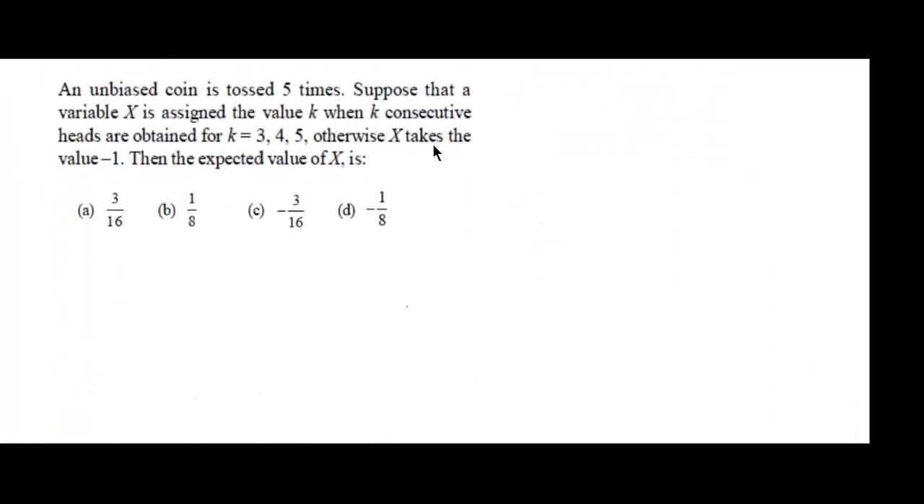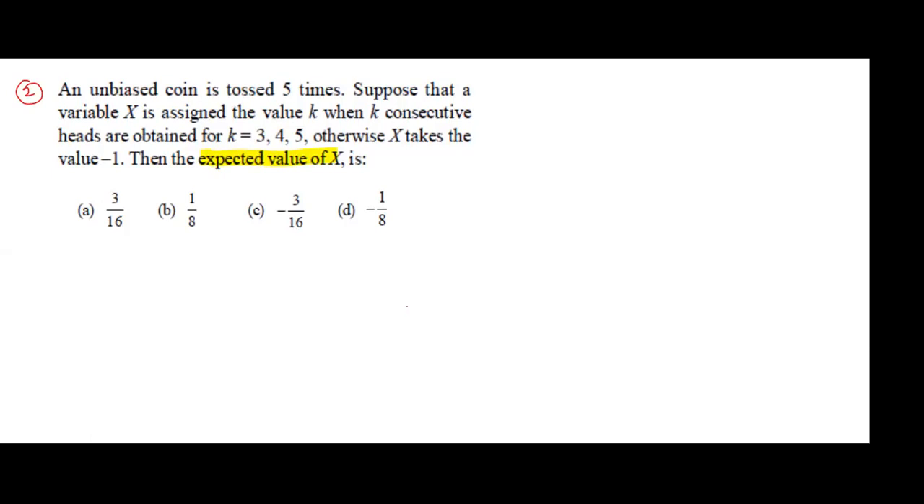See this. This is also a random variable only. An unbiased coin is tossed 5 times. Suppose that a variable x is assigned the value k when k consecutive heads are obtained for k equal to 3, 4, 5. Otherwise, x takes the value -1. Then find the expected value of x.